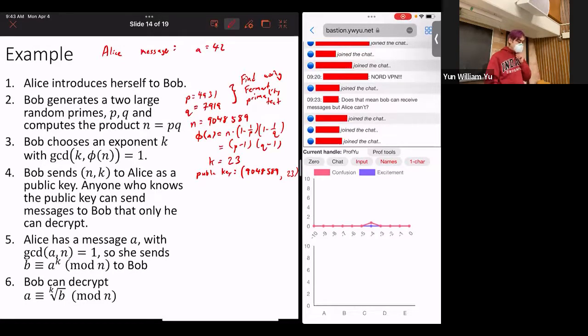Well, and then Alice has a message she wants to send. So what does she do? Well, she sends the message B, which is equal to 42 to the 23 mod n. Okay? And she can do this just by knowing n. She doesn't need to know phi of n, because all you do is multiply, and then you take mod n, and it gives you that answer. And then Bob can decrypt, because Bob knows what the 23rd root of B is. Because Bob knows phi of n, and no one else does.